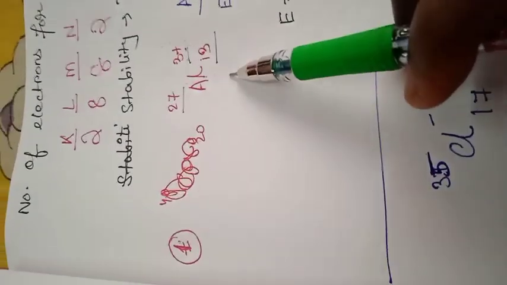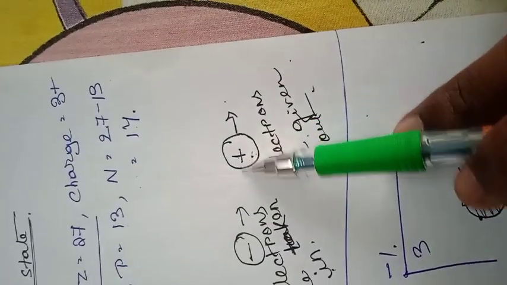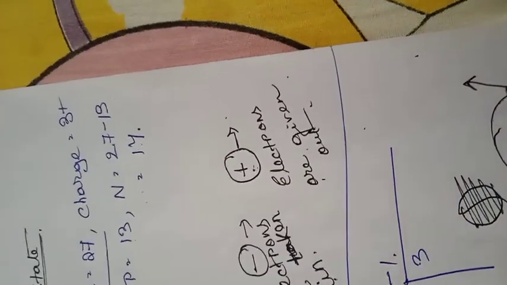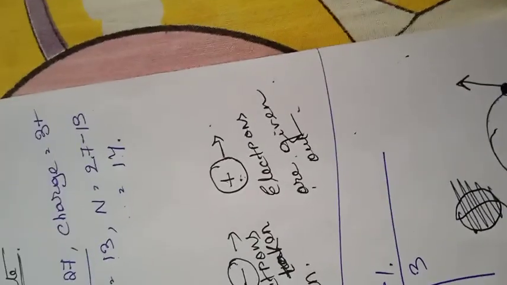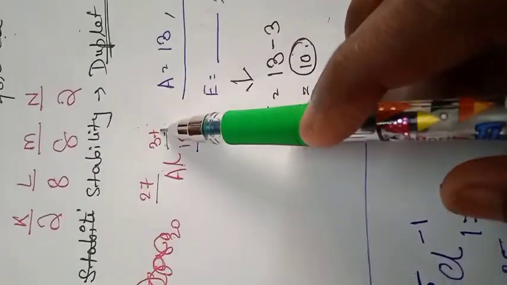Next, let us take an example of aluminium. Over here, charge is given. Now we have to know one thing. When charge is positive, then electrons are given out. Because when electrons are given out, the number of electrons in an atom decreases. As a result, protons will rule. And what is the charge of a proton? Plus. So that's why we write plus.